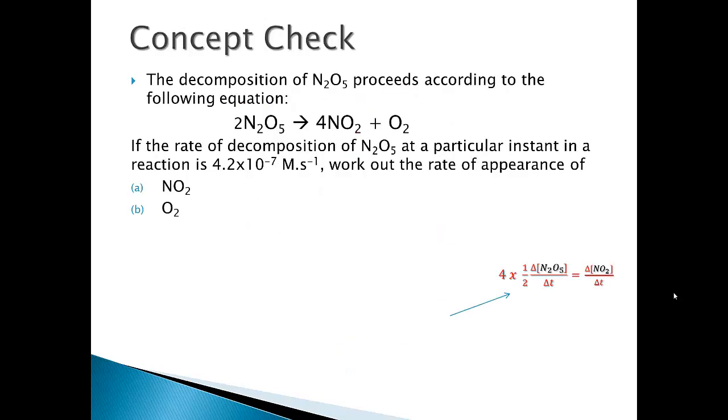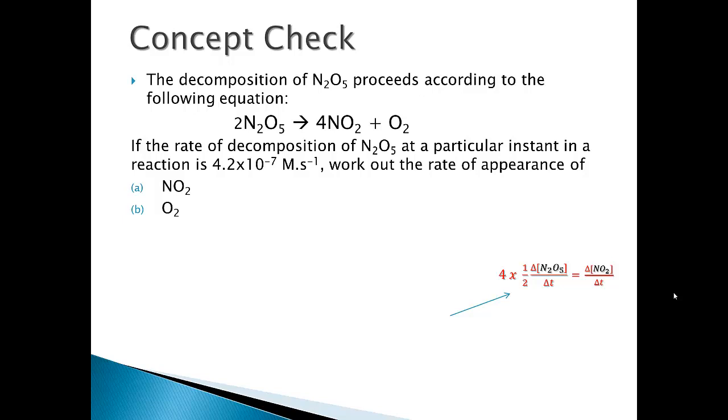So here's a concept check. The decomposition of N2O5 proceeds according to the following equation. So 2 N2O5 gives us 4NO2 plus O2. Okay, so if the rate of decomposition of N2O5 at a particular instant in a reaction is 4.2 by 10 to the minus 7 moles per litre per second, work out the rate of appearance of NO2 and O2. Let's have a look at what our expression would be.